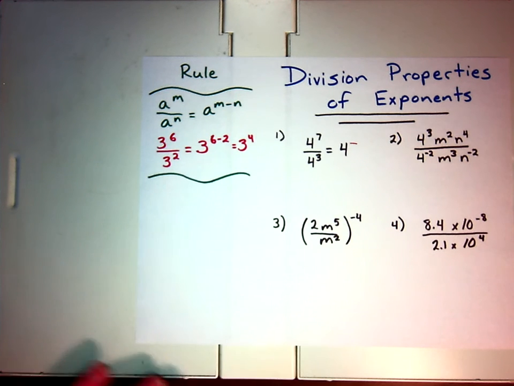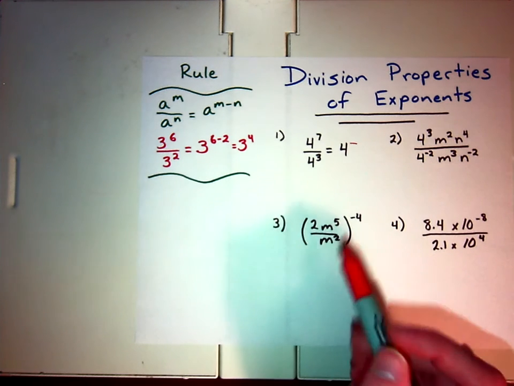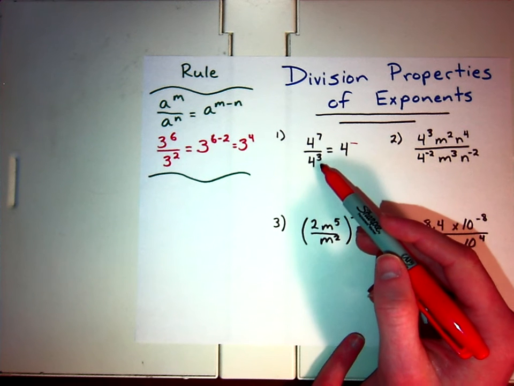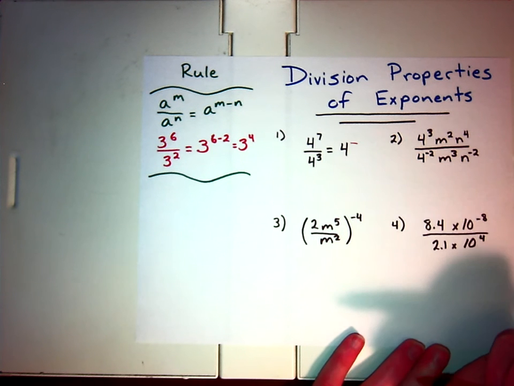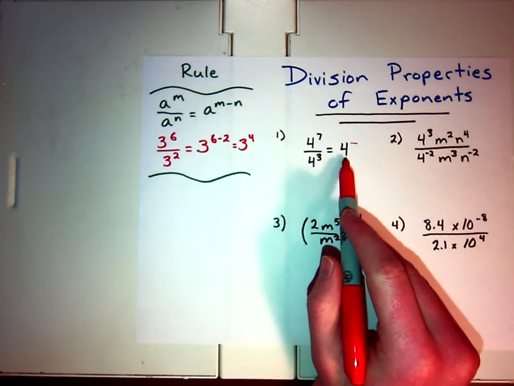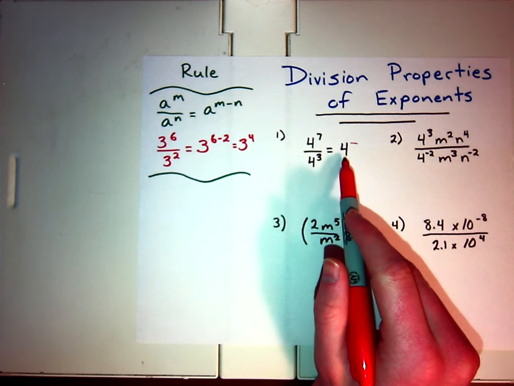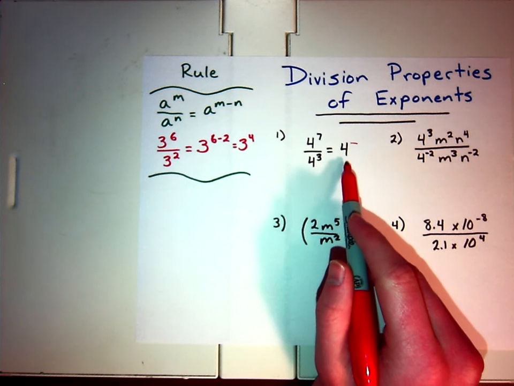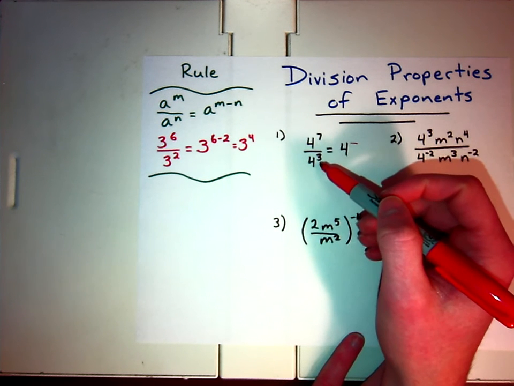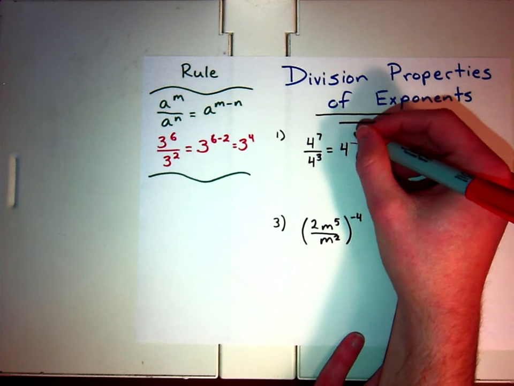So let's see some problems you might see. This is an example: 4 to the 7th power over 4 to the 3rd power equals 4 to the blank power. It's already reminding you that the base is going to remain the same when we're working with these rules. The base remains the same. So we're going to say 7 minus 3. 7 minus 3 is 4.